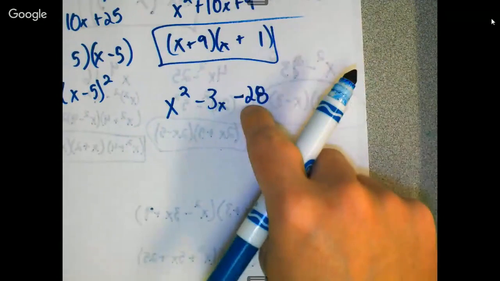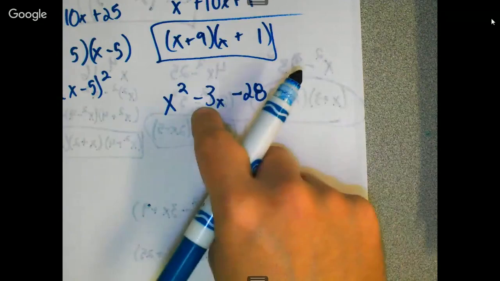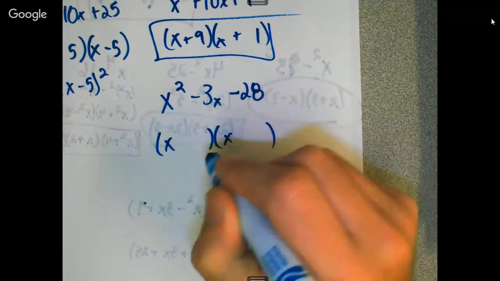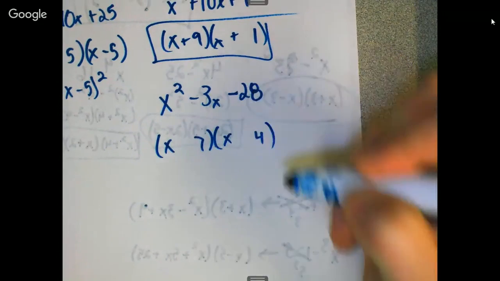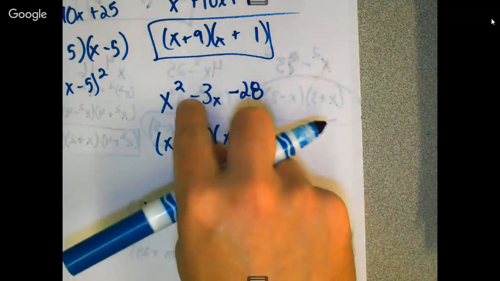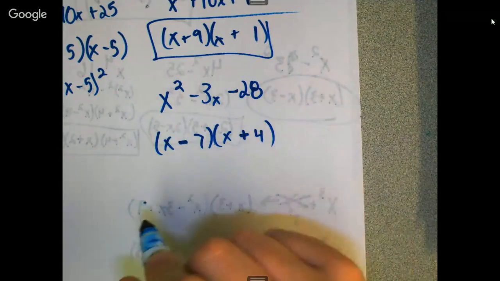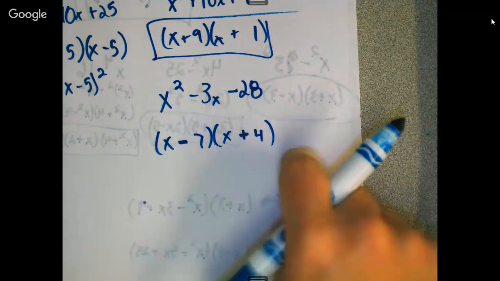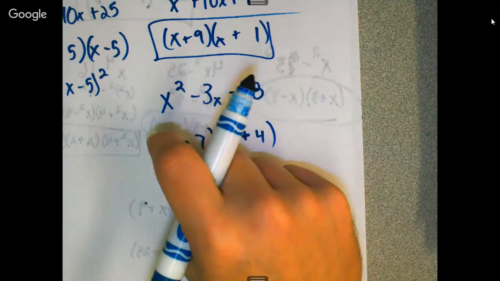Okay, I need factors of 28 that subtract to 3. So factors of 28 that subtract to 3 are 7 and 4. Signs are different, and the bigger one is subtraction. So that's minus 7 plus 4. I encourage you to check your answer. If you FOIL all this out, you should get back to this right here.